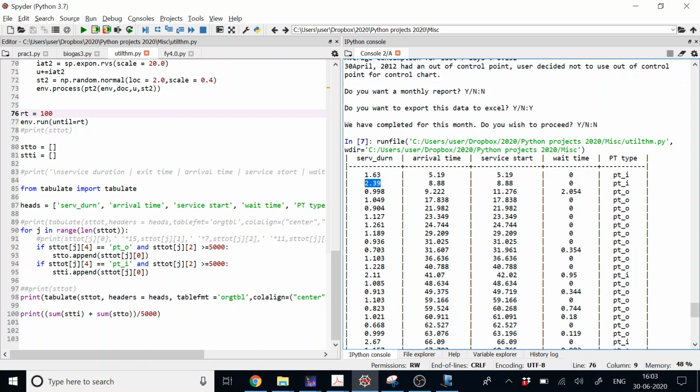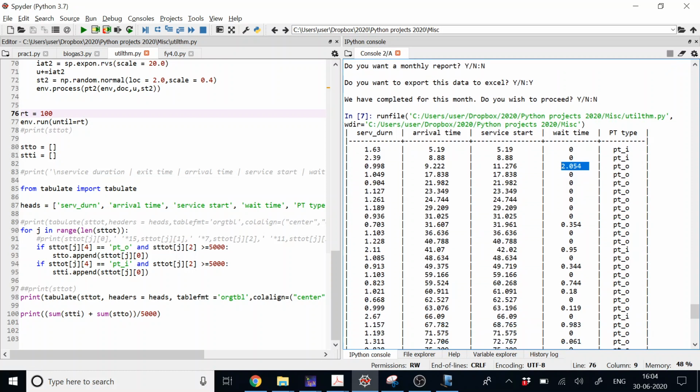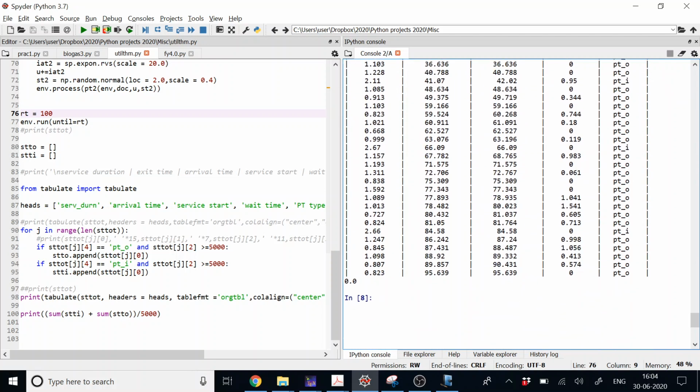The third patient, on the other hand, arrives at 9.22 only, which is before the second patient finishes their service. So the third patient has to wait for some time, which is reflected here, and hence that is recorded. Similarly, you create a list of events and then you step through the events.